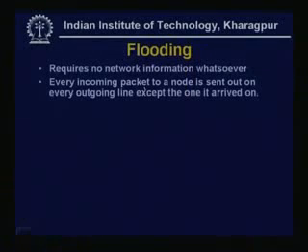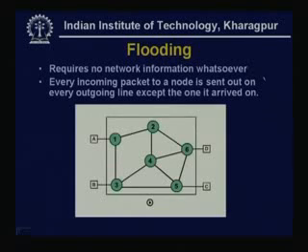What it does is, every incoming packet to a node is sent out on every outgoing line except the one it arrived on. So it simply forwards on all paths except the one through which it has come. Let us see how it happens. Let us assume a packet from A has to be delivered to some destination, maybe D or maybe C. Let us see how it works.